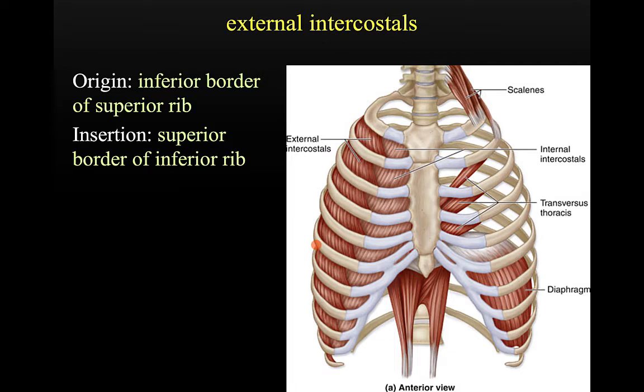The origin of the external intercostals, which are going to be superficial to the internals, is going to be the inferior border of a superior rib. So if we find rib number 1 here, the origin of the externals is here on the bottom edge of rib number 1. And we see the muscles come down and attach at their insertion to the superior border of this inferior rib. That would be rib number 2 in this case. So we're bridging the gap between ribs number 1 and 2.